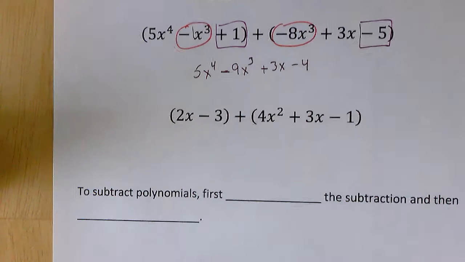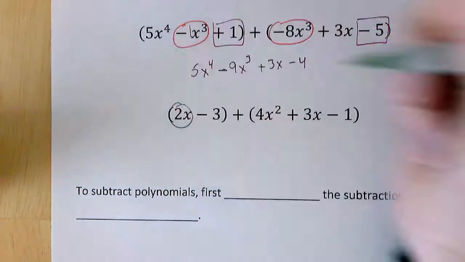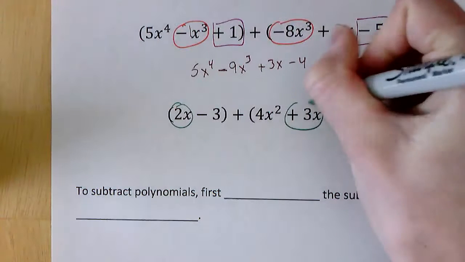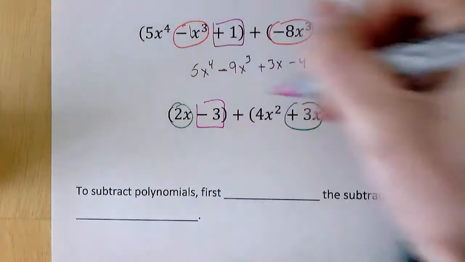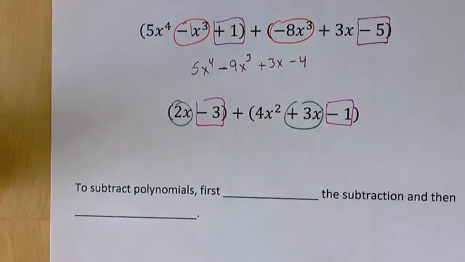Okay, so this next guy, again, I'm looking for my like terms. And let's see, I've got this 2x and this plus 3x. I'm keeping the sign in front of it. And then what else do we have? Well, I've got this -3 here and a -1 here. Keeping the signs in front again. All right, and then there we go. There's no other like term with that guy, so I'm just going to rewrite it in standard form.